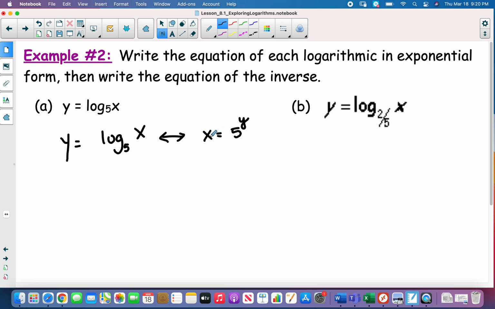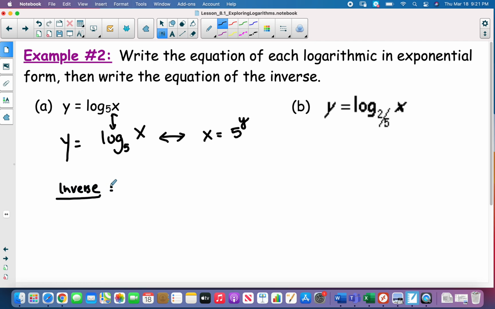Okay, and you know that x equals 5 to the power of y is the same as y equals log of x to the base 5. Okay, and then write the equation of the inverse. So these two are the same. This is all the same. But what does the inverse equation look like?